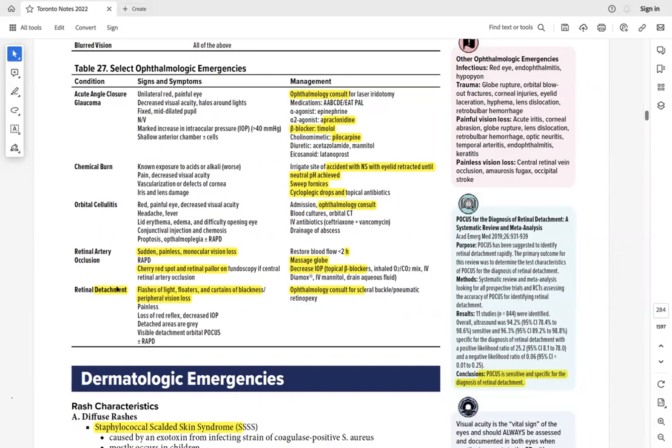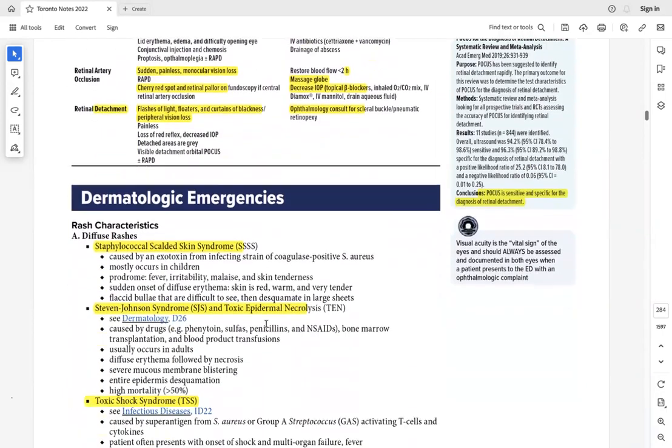If retinal detachment, the patient will come with, all of a sudden, I felt that a curtain, something fell down. Okay, and now there are flashes of light, floaters. Patient cannot see. So what we'll do? Ophthalmological consultation.